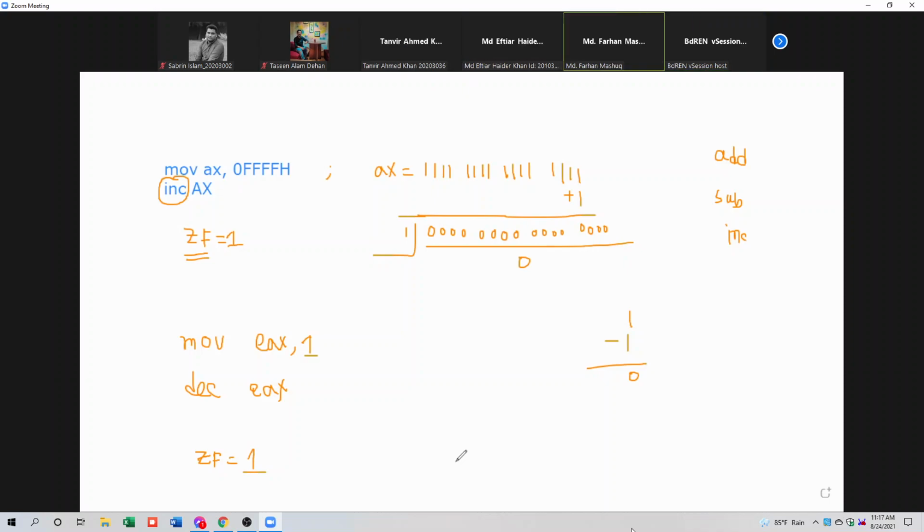Yes, ma'am. Now another operation is move AL, 7, decrement AL. So what will be the value of the zero flag register?